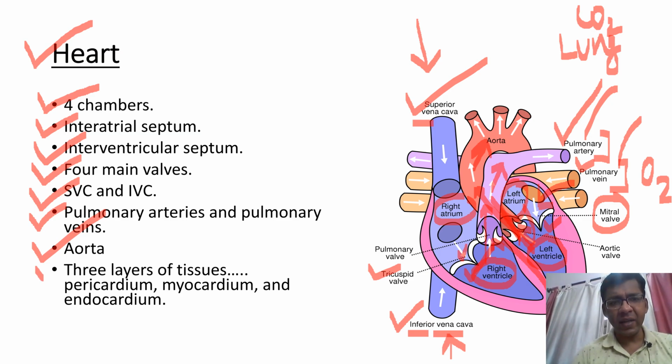The heart has three layers of tissues, that is, these are the layers of the heart. The outer layer is called pericardium, the middle layer is called myocardium, and the inner layer is called endocardium. These are the three layers of the heart.